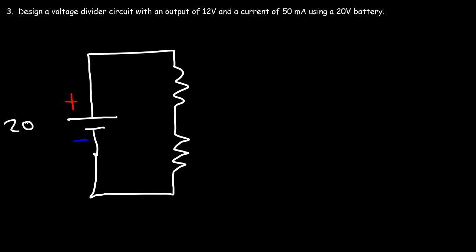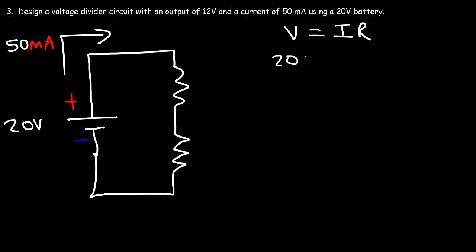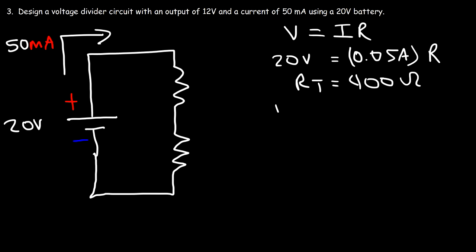So here we have a 20-volt battery, and there's a current of 50 milliamps flowing in this circuit. So just like before, the first thing we need to do is calculate the total resistance. So let's use Ohm's law to do that. So the voltage is 20 volts. The current is 50 milliamps. If we divide that by 1,000, that's 0.05 amps. And so R is going to be 20 divided by 0.05. So the total resistance is 400 ohms. So we know that R1 plus R2 has to be equal to 400.